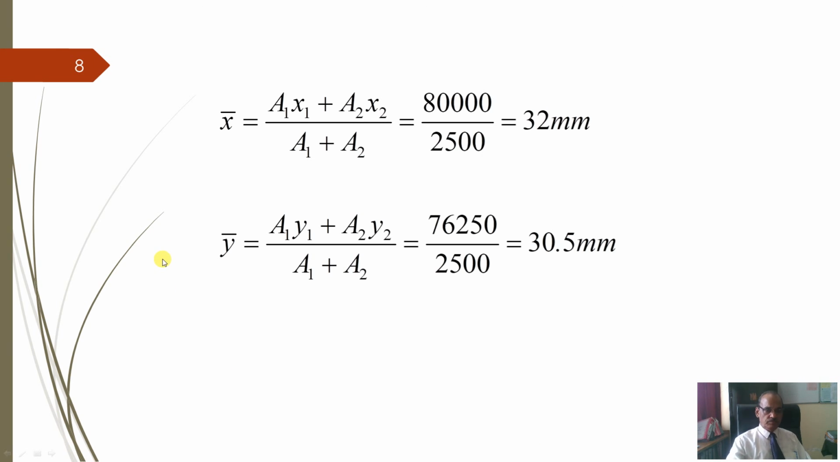Total A1 X1 plus A2 X2 is 80,000 and A1 plus A2 is 2500. We got the x coordinate as 32 mm. Similarly, for the y coordinate you substitute A1 Y1 plus A2 Y2, 76250. The area is the same, and you will get the y coordinate as 30.5 mm.